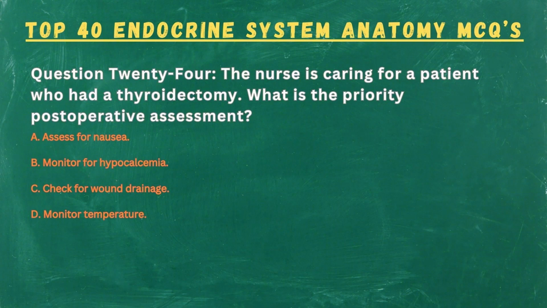Question 24. The nurse is caring for a patient who had a thyroidectomy. What is the priority postoperative assessment? A. Assess for nausea. B. Monitor for hypocalcemia. C. Check for wound drainage. D. Monitor temperature. Answer: B. Monitor for hypocalcemia.